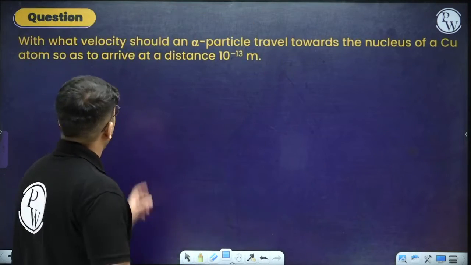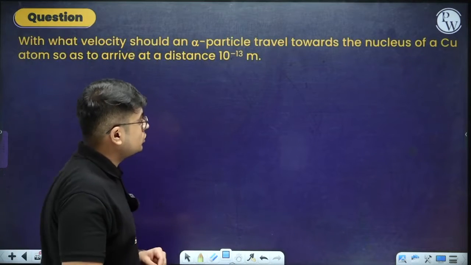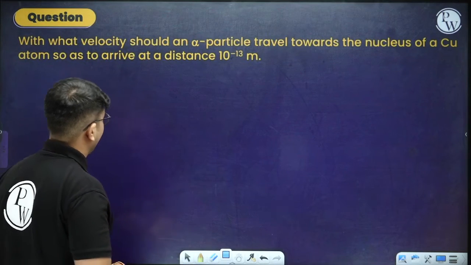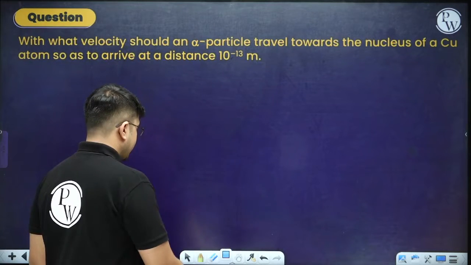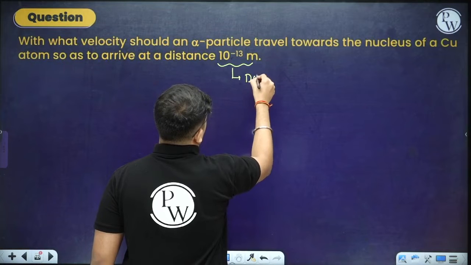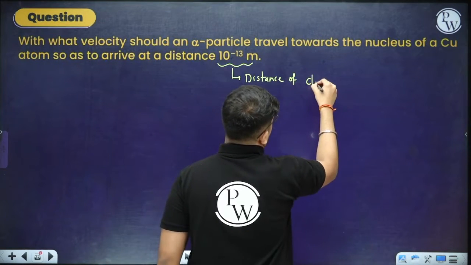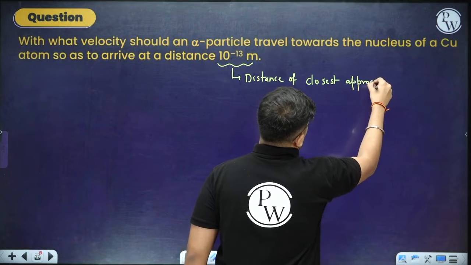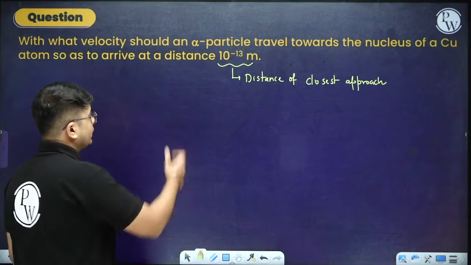Okay. Now, there is a question: with what velocity should an alpha particle travel towards the nucleus of a copper atom so as to arrive at a distance of 10 raised to the power minus 13 meter? It means in this particular part, this is the distance of closest approach. Okay, this is the distance of closest approach. So we have this particular part.